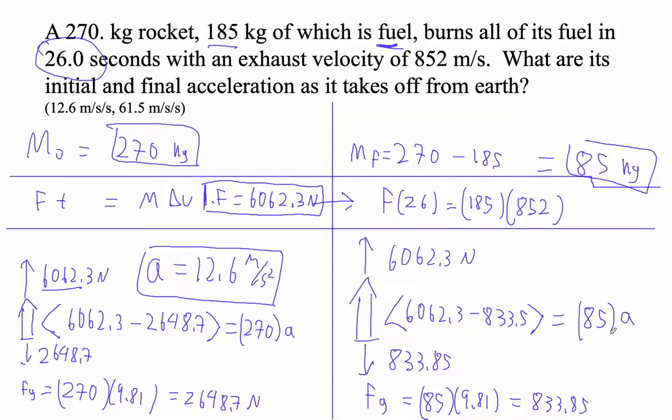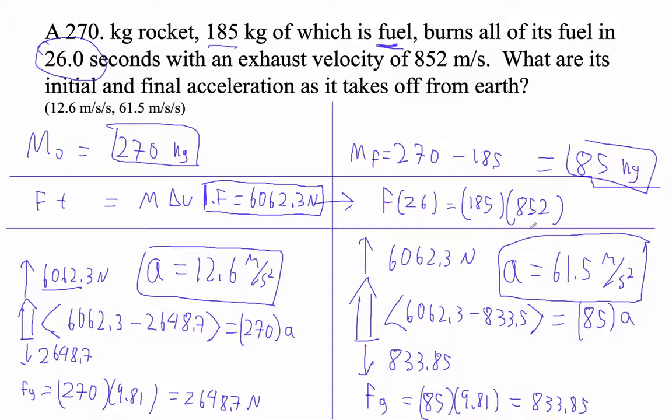Okay, so let's do this. All right, where is it? There it is. I got it. All right, I'm just hitting the up arrow minus this guy. So I got like 5228 now. And then I'm going to divide by 85. I get 61.5 meters per second squared.